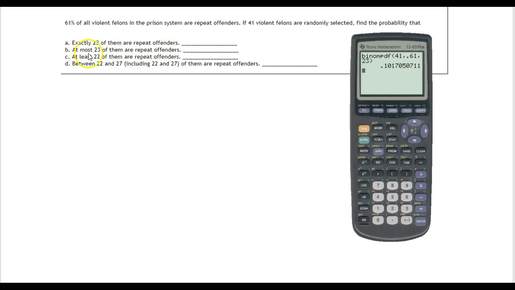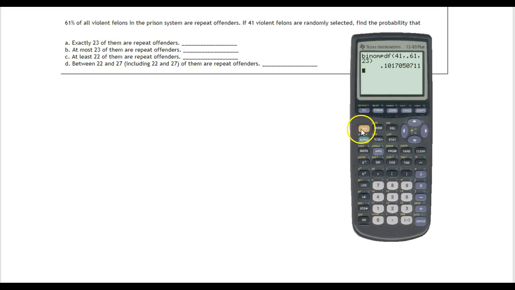Okay, let's look at the second one. Now this is wanting the probability of at most 23 of them being repeat offenders, at most. So that'd be 23 or less. So we're looking at 23 or less of these 41. We want to know the probability that it's at most 23. Could be 22, could be 21, could be none are repeat offenders. So we're looking at a cumulative probability here.